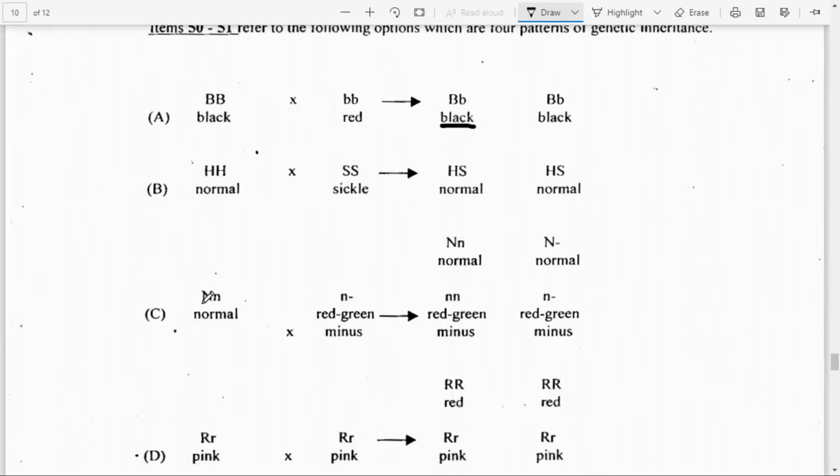Okay, here you have big N, small n, that's normal, right? And small n, that's red-green minus. But there is no blending in the phenotype here as well, because the big N is completely dominant over the small n.